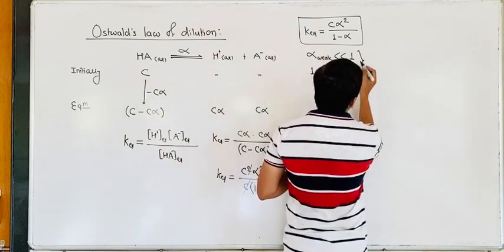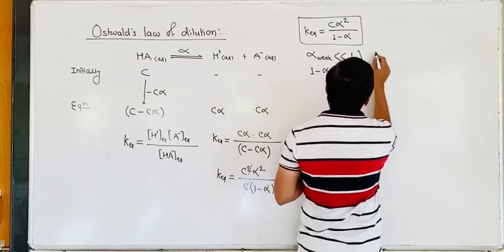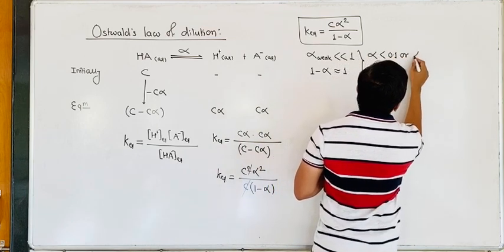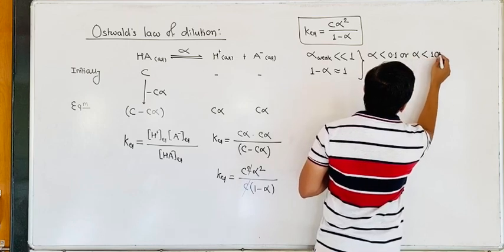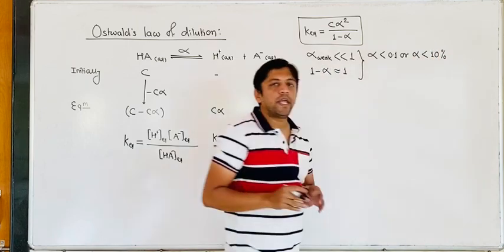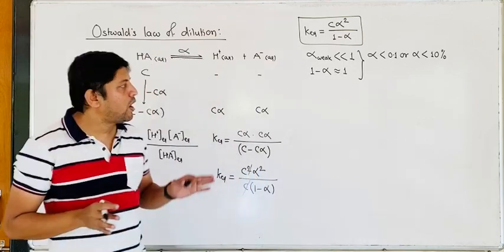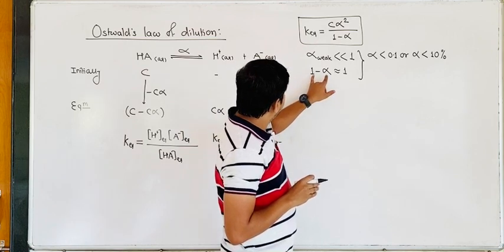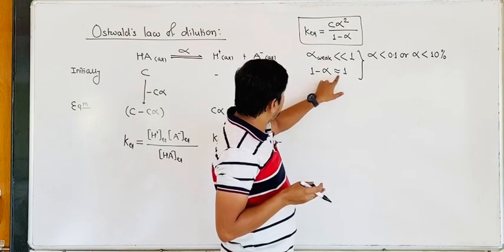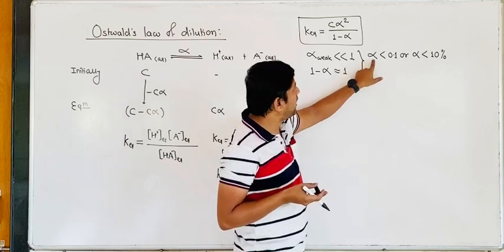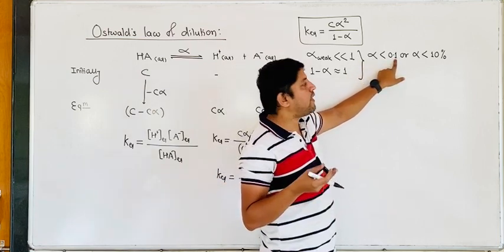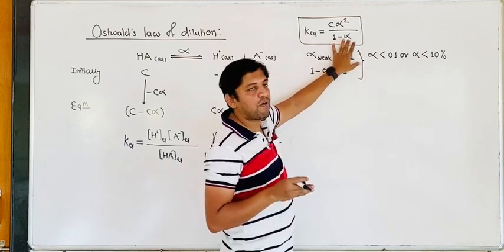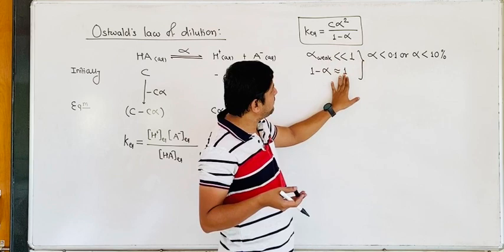And it is generally carried out when alpha is less than 0.1, or we can say when alpha is less than 10%. If alpha is less than 0.1 or alpha is less than 10%, then you simply convert 1 minus alpha into 1. Or if alpha is greater than 0.1 or if alpha is greater than 10%, then this 1 minus alpha is generally not taken as 1.